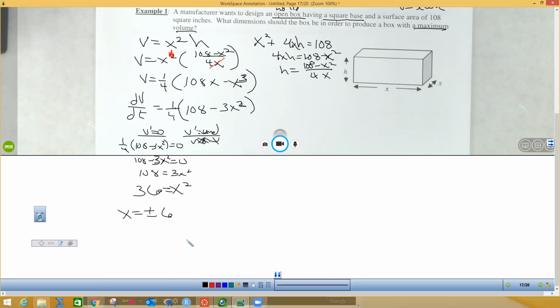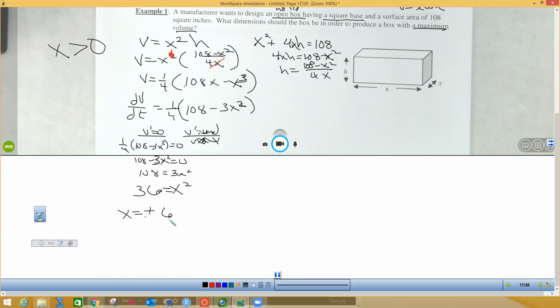Now, something we need to keep in mind is we're talking about lengths of a box. So when we're talking about lengths, you never use negative numbers. So maybe something you would want to remind yourself is that x has to be greater than 0, because if x is not greater than 0, you don't have a box to deal with. So our critical number is 6.